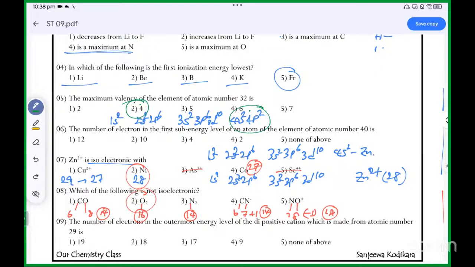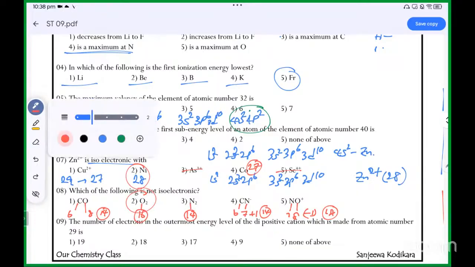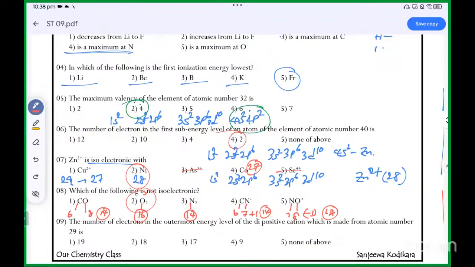So the first sub-energy level they are talking about is 1s. So 1s can have a maximum of 2. So the answer should be 2. So the correct answer is the fourth one. Total number of electrons is 2.